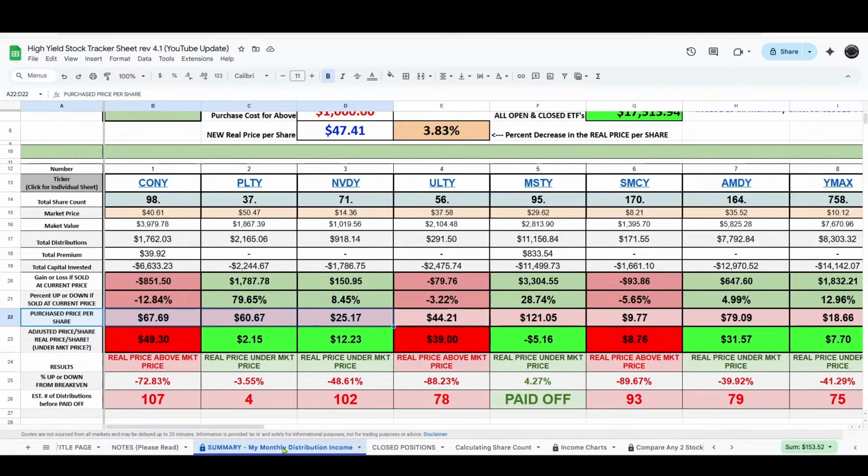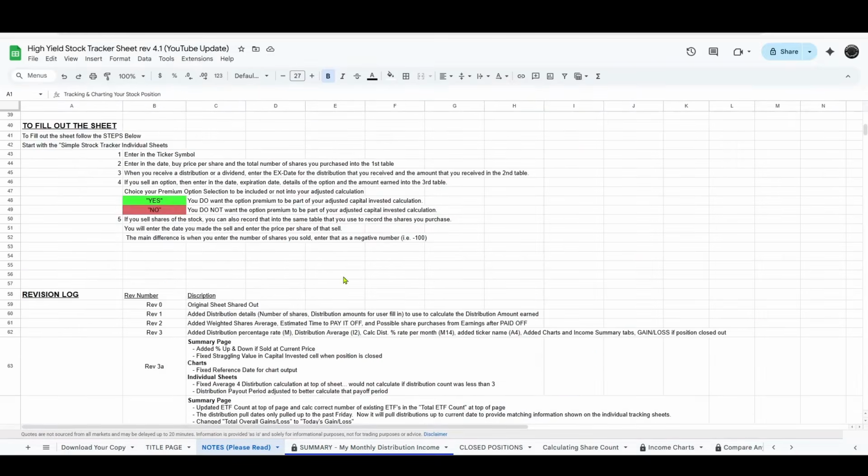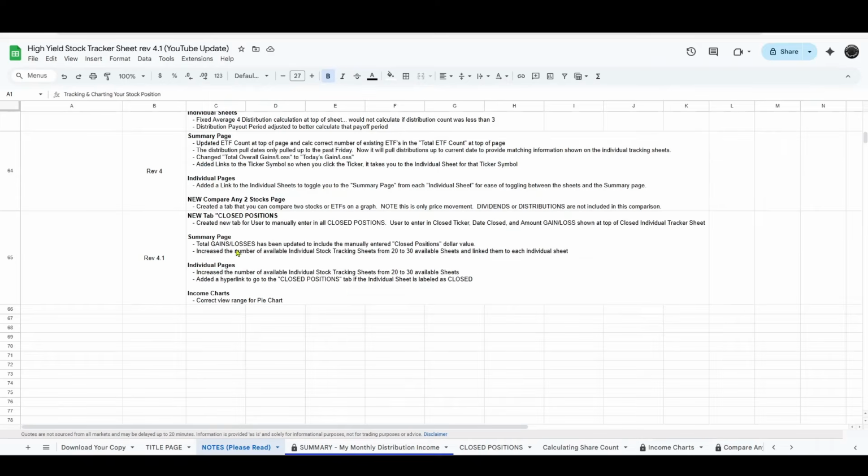Well, we can easily just go right into the notes section of this tab here, and we'll slide right on down to the revision log, and we'll just quickly go over what those changes are. So for Rev 4.1, I've added a closed position tab. In that closed position tab, you would manually enter those closed positions, and that value will get added into the total loss and gain on your summary page. So let's just slide over and see what that closed position tab looks like.